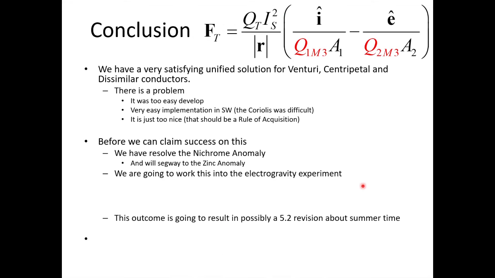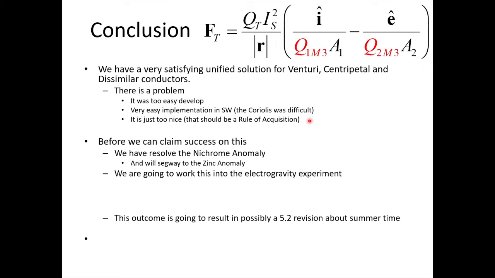So now the interesting part of this conclusion is I wrote this first part before I came across the anomaly. And this is very funny, because it says, oh, we have a very satisfying unified solution for Venturi, centripetal and dissimilar conductors, but there's a problem. It was too easy. Very easy implementation of the software. The Coriolis was difficult. Like I was saying to myself when I wrote this, it's just too nice. There should be a rule of acquisition against this. So I'm saying there has to be a problem somewhere, because it was too easy.